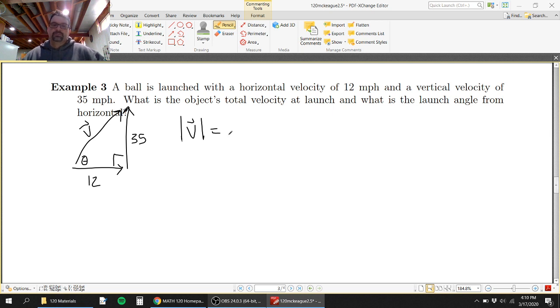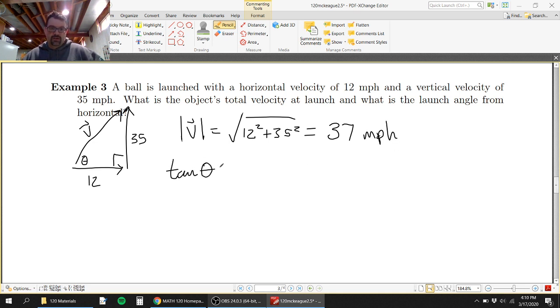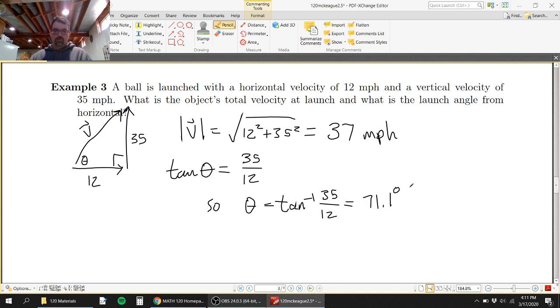But here I go. Well, 12 squared plus 35 squared. Maybe you recognize that one. It's actually a Pythagorean triple, and you get 37 miles per hour. Tangent of our angle would be 35 over 12. So our angle, it's launched at an angle from horizontal, which is the inverse tangent of 35 over 12. And if you punch that out, you get about 71.1 degrees.